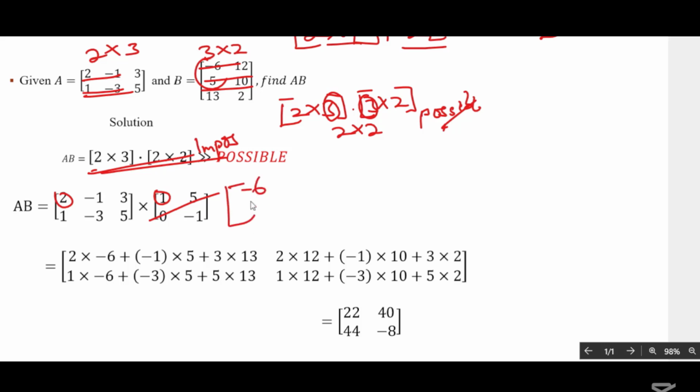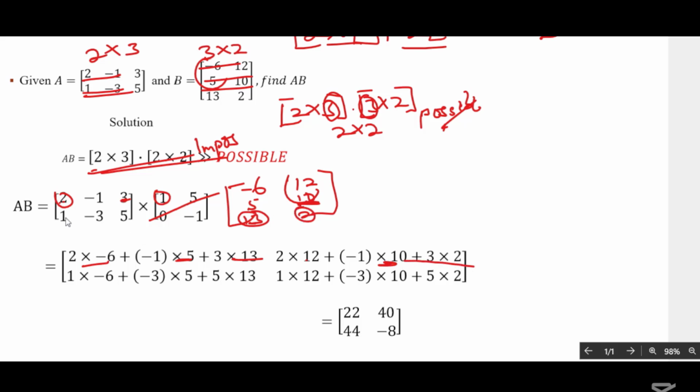It's supposed to be negative 6, 5, 13, 12, 10, 2. So 2 times negative 6, negative 1 times 5, 3 times 13. So that is what you have here: 2 times negative 6 plus negative 1 times 5 plus 3 times 13. Then afterwards, we take this one and use it to multiply the second column too. So 2 times 12 plus negative 1 times 10 plus 3 times 2. And that is what you have here.